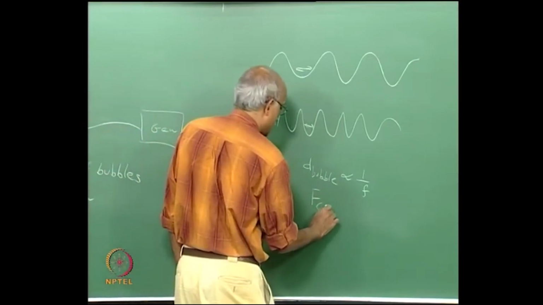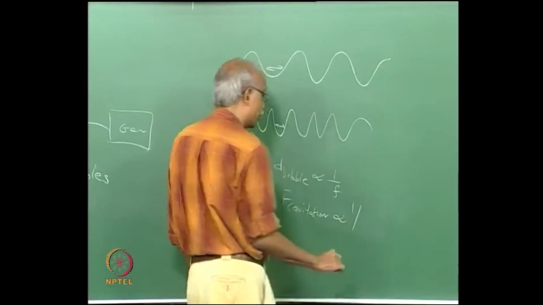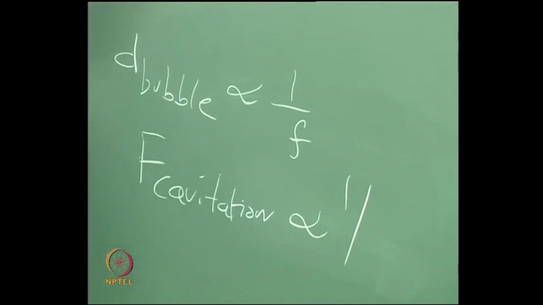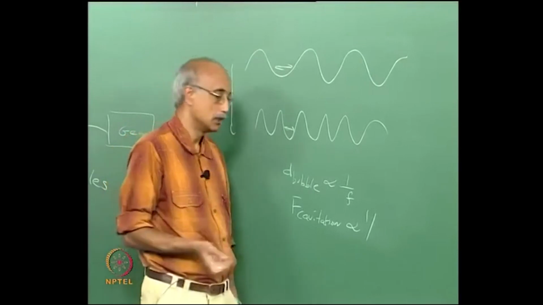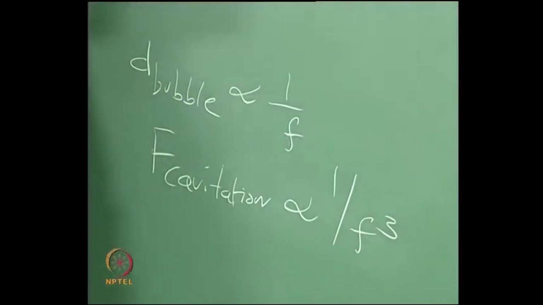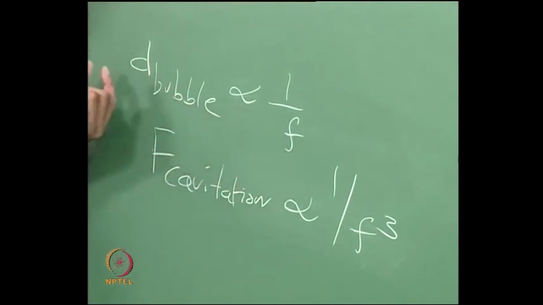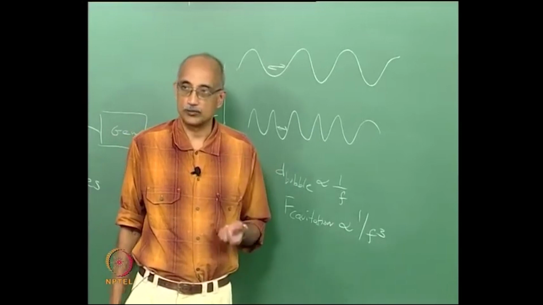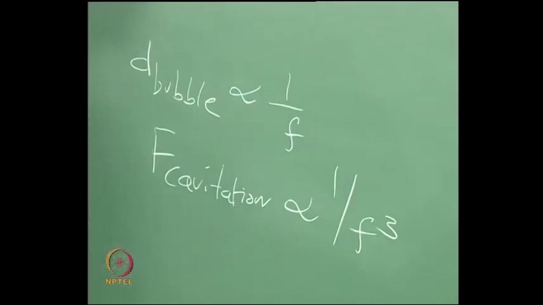So, that means that the cavitation force F_cavitation is proportional to 1 over what? If the bubble diameter is proportional to 1 over f, what is the associated cavitation force when the bubble collapses? Remember I told you it is a volumetric effect. So, this is actually proportional to 1 over f cubed, because as the frequency increases, the bubble diameter goes down proportionally, but the volume of the bubble goes as 1 over f cubed. So, the energy release, which is volume dependent, also goes as 1 over f cubed.